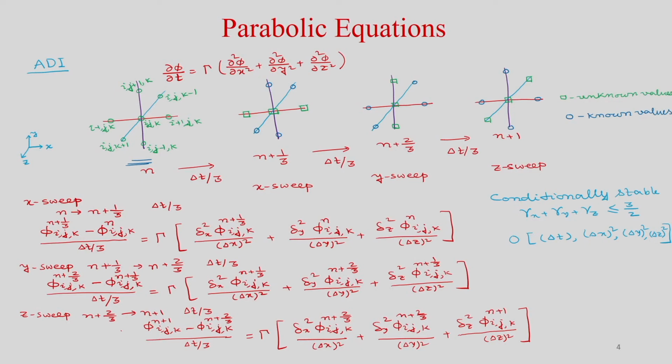Now, let us write a discretization method for the 3-dimensional unsteady diffusion equation which is second order accurate in time and space, and it is unconditionally stable. So, we will use the Crank-Nicolson method in a different way. So, you can see, it will be the Crank-Nicolson method. Okay. So, our governing equation is del phi by del t is equal to gamma times del 2 phi by del x square plus del 2 phi by del y square plus del 2 phi by del z square.